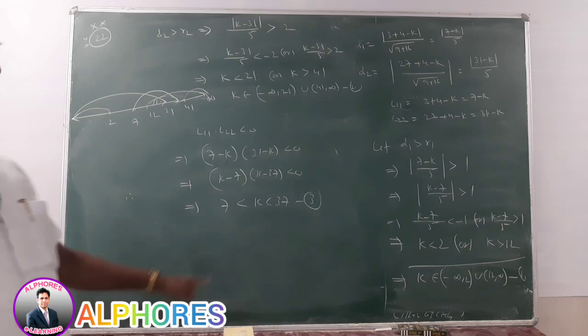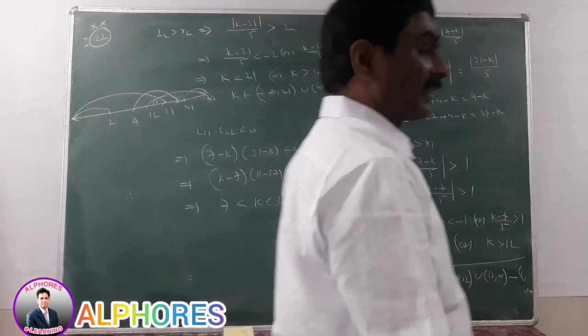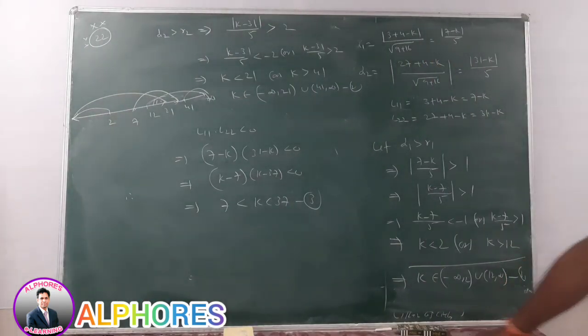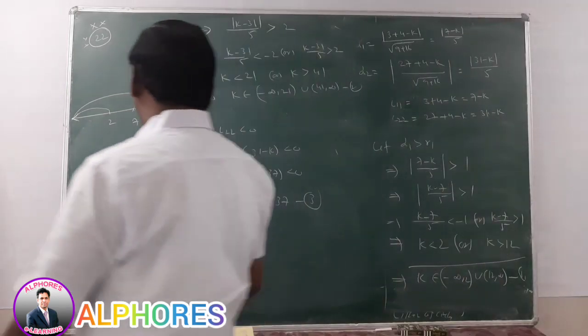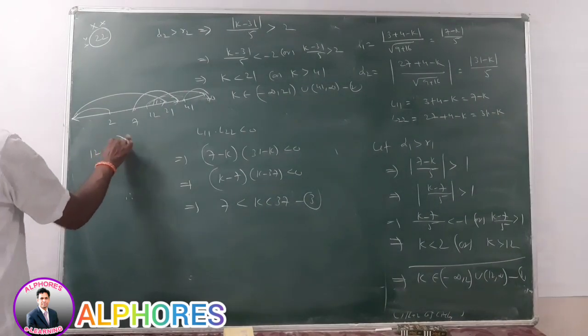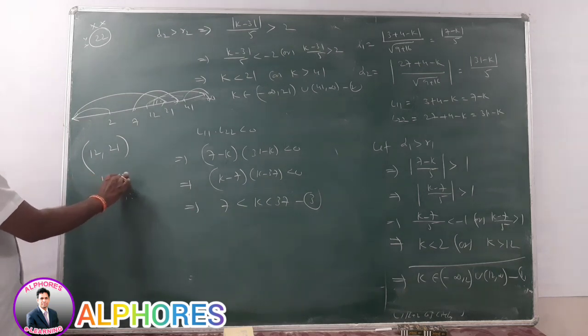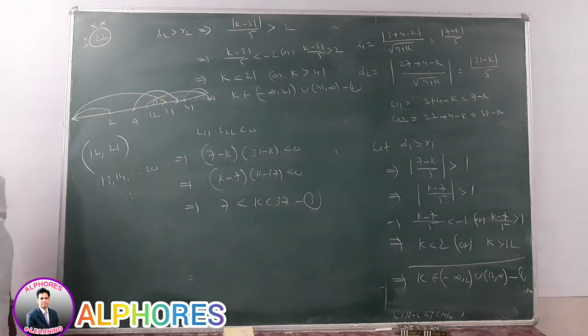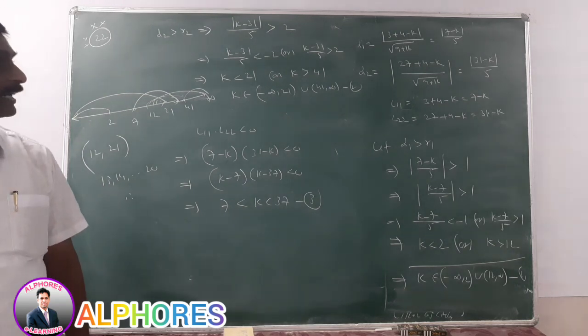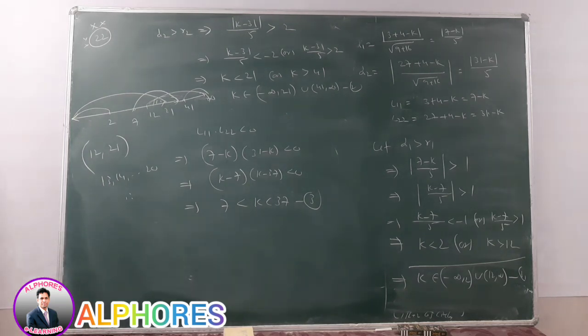Find the common solution by using the number line. We find the integral values of k. Suppose 12 to 21. Find the number of integral values. That means 13, 14, 15 up to 20. Find the number of integral values of this. Okay, very important, please note that value.